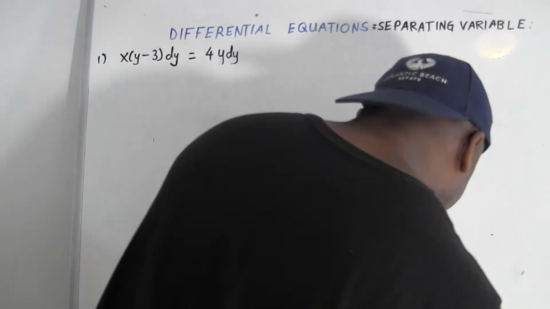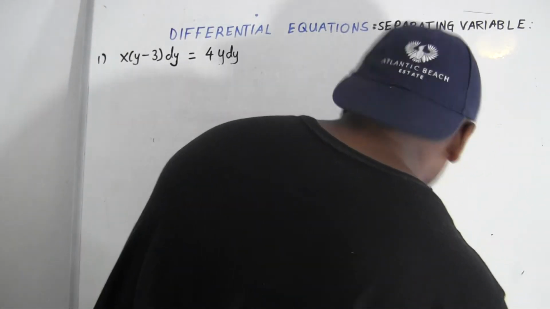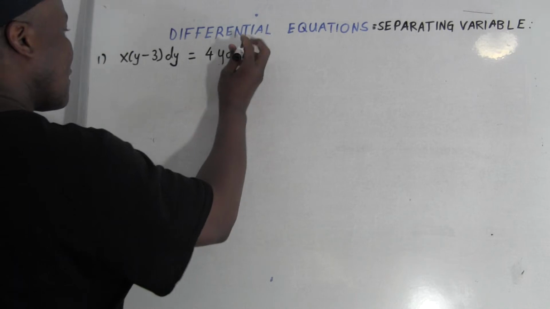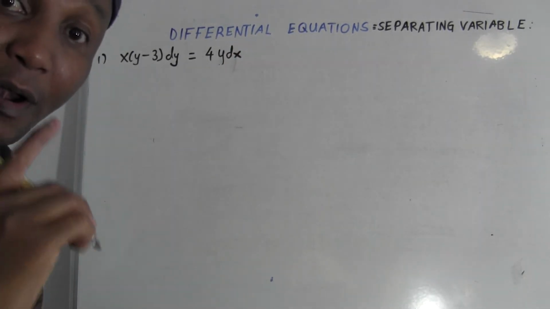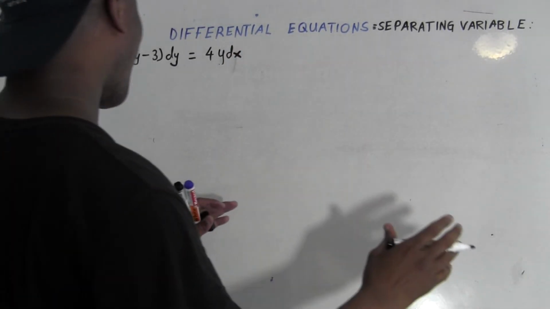I copied the question wrong, apologies. This is x here, this is x. My apologies, I'm sorry. So what I'm going to do, x must be x and y must be y.